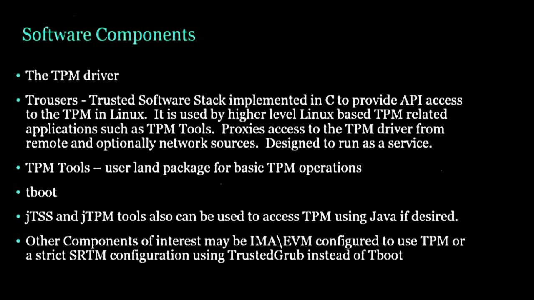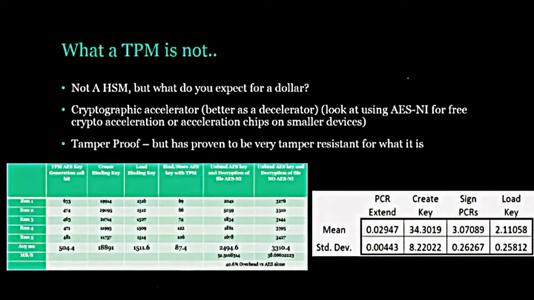I've used JTSS, which is a Java interface to the TPM, to integrate some operations into using Java, if you're interested in that. And then, like I said earlier, IMAEVM has an option to use a TPM to validate the hashes that you maintain locally of known good files. So it might be something of interest, but not related to the trusted compute pools.